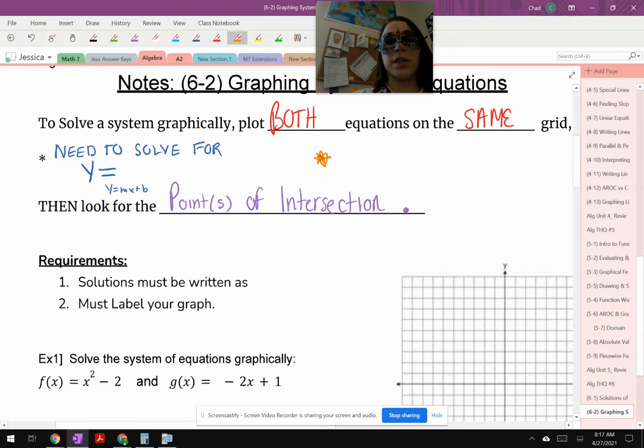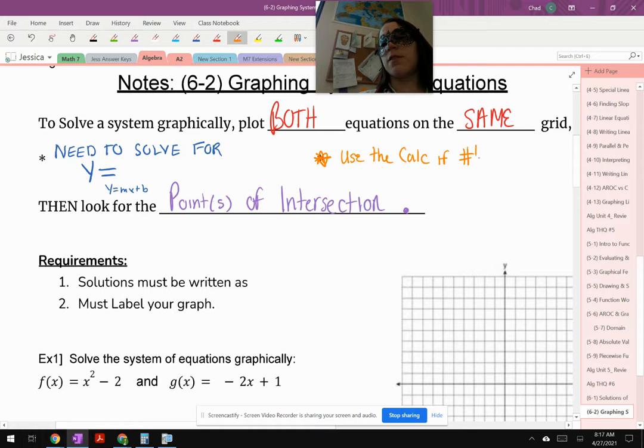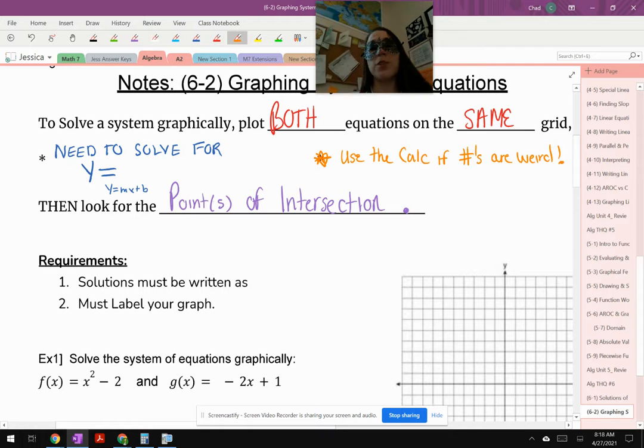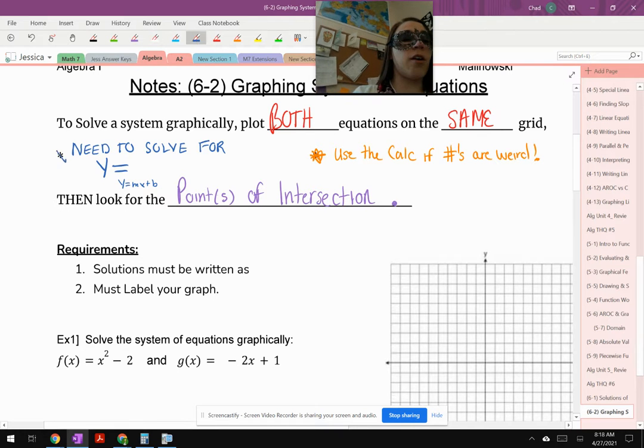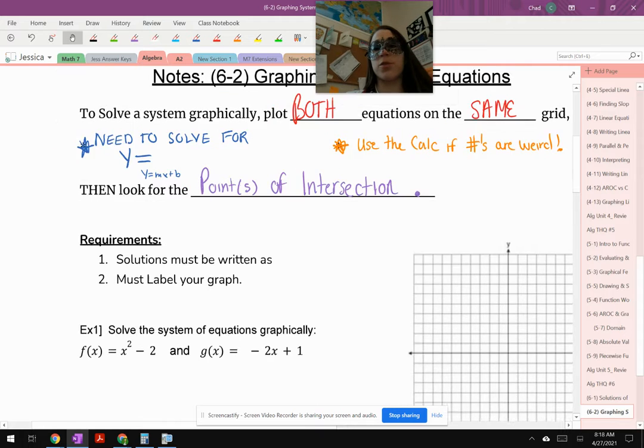Another important piece here is that if you have weird numbers, or if it's not a line, use the calculator. If you have weird numbers, if you have fraction numbers, if you can't exactly plot 2 2/3 on the graph because it's not a whole number for your y-intercept, use the calculator to get points that are whole numbers.